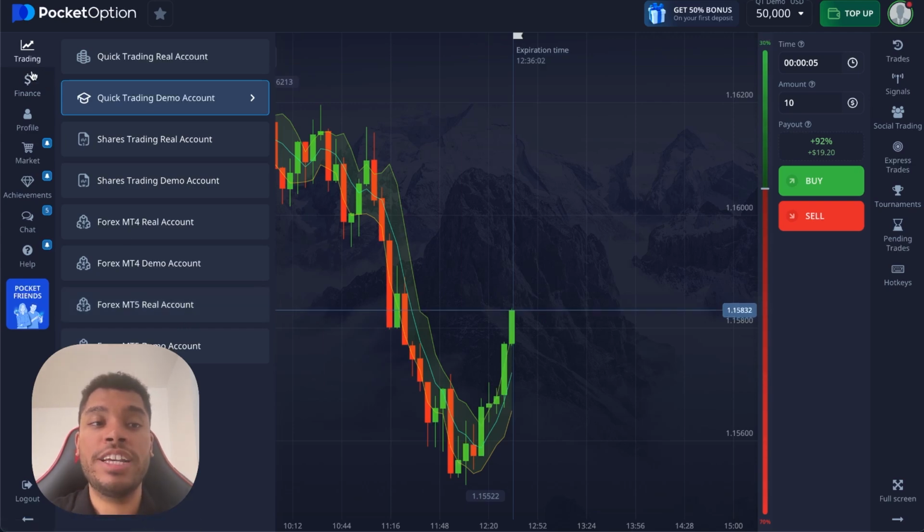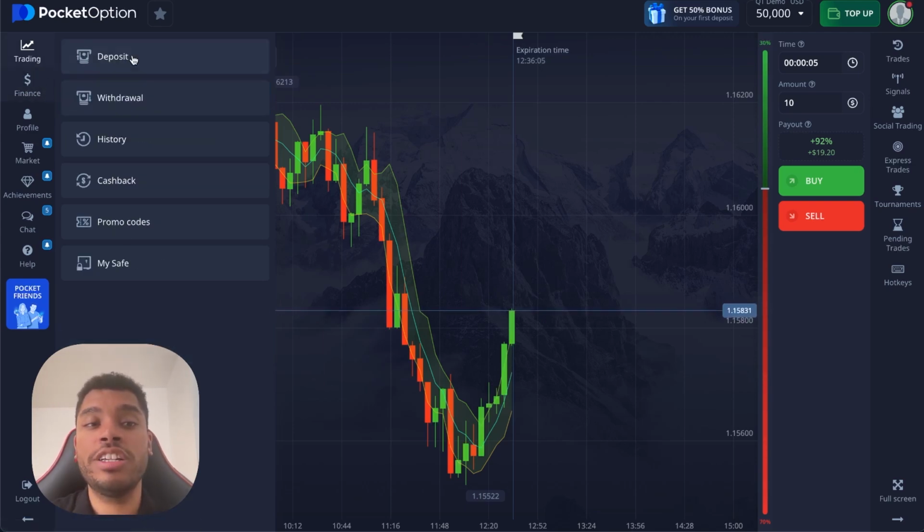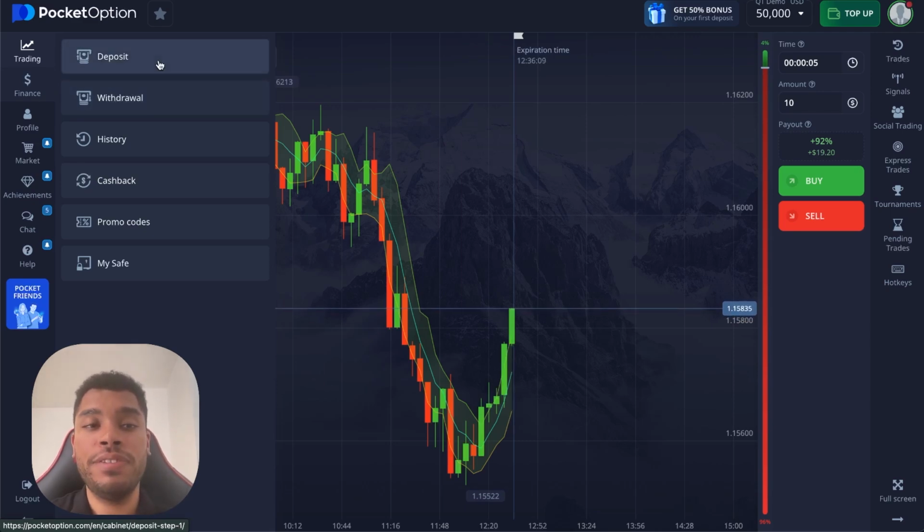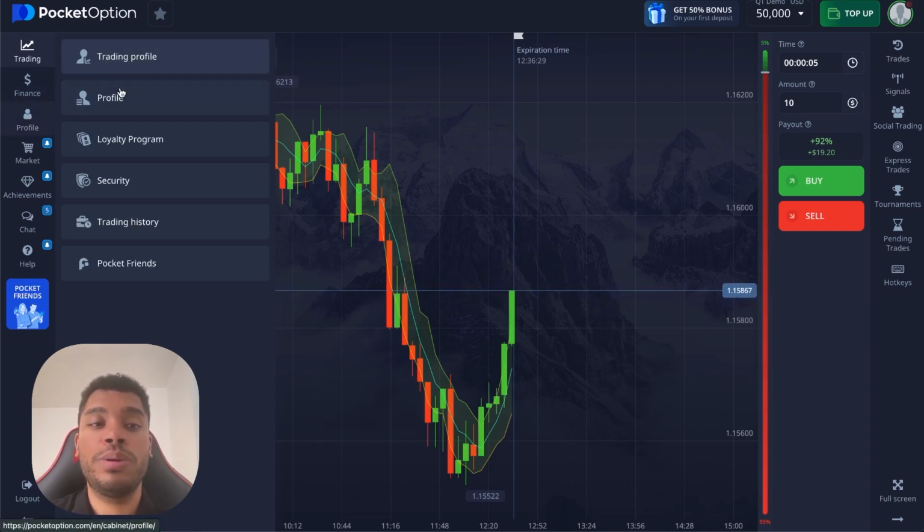So below this section you have the finance section. Here you're going to be able to do your deposit and your withdrawal. As I told you before, you have more than 50 different deposit and withdrawal methods that you can use, and based on your location you might even have more. Below the finance section you have the profile section. Here you're going to be able to personalize all the information related to your profile. It's really important that the information that you insert here is accurate, because once you're required to verify your identity, it's really important that all the information inside your profile matches the one inside your identification document.